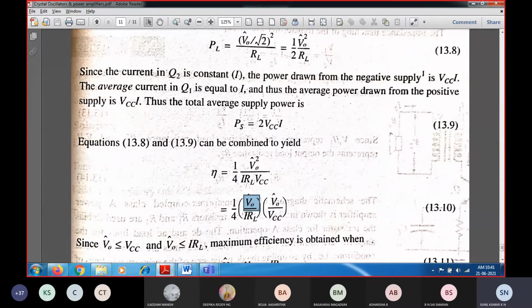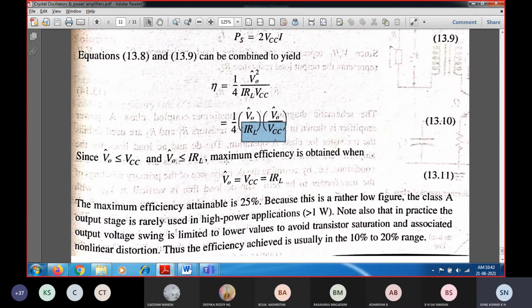So you'll be having what? Here also you'll be having VCC. So numerator also VCC square, denominator also VCC square. So you'll be having VCC square divided by VCC square. So it will get cancelled, and the efficiency will be 1 by 4, that is equal to 25%.